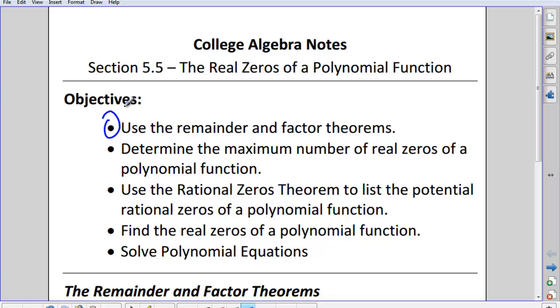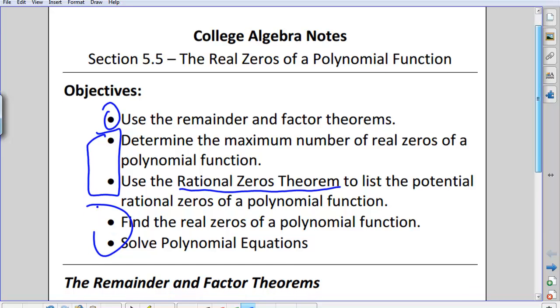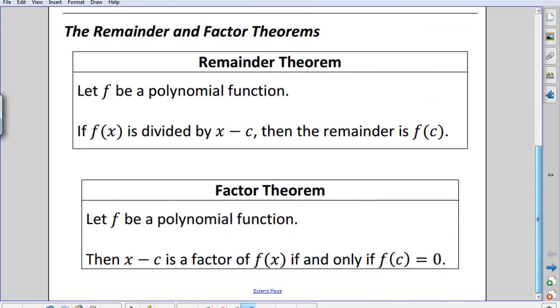And then we've got really two things that we're going to use to help us find zeros, which is something really easy that will tell us what the maximum number of zeros we could have for a polynomial function. Then also something called the rational zeros theorem, which is going to give us a nice list of potential zeros of a polynomial function. And then of course these last two objectives are just putting those to use, finding real zeros and also solving polynomial equations. So first let's talk about these two theorems, remainder and factor theorems.